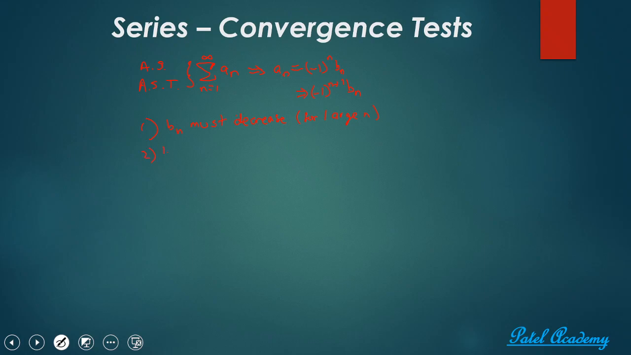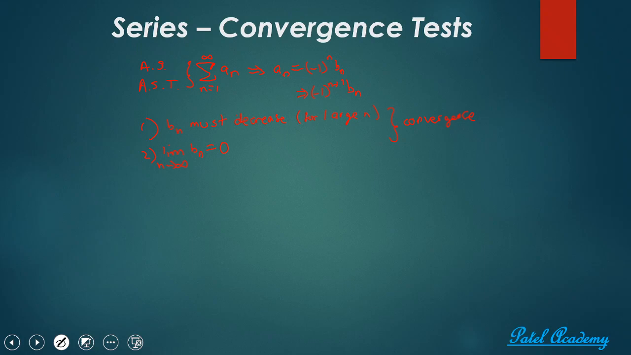And the second one is that the limit as n approaches infinity of b at n must be 0. Now what does this prove? This proves convergence. So if any one of these isn't satisfied, then the test doesn't prove convergence.